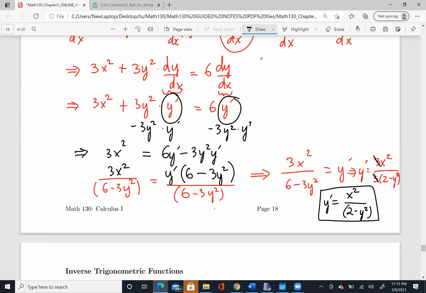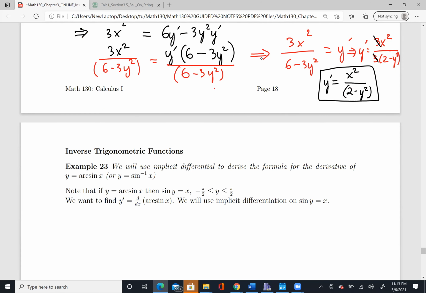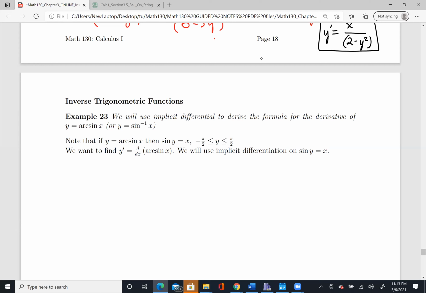Okay. So far, so good. We have finished page 18. Let's move down to the next page. This is talking about inverse trigonometric functions. I would love to talk about this in the next video. Okay, so let's stop this video here and see you later.